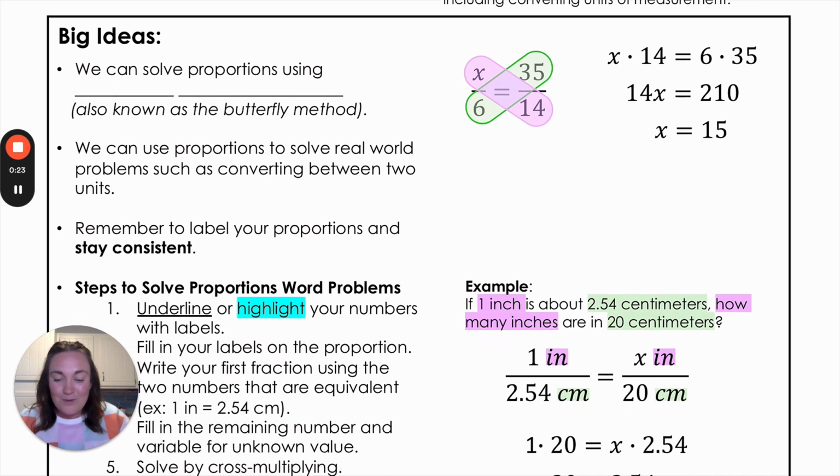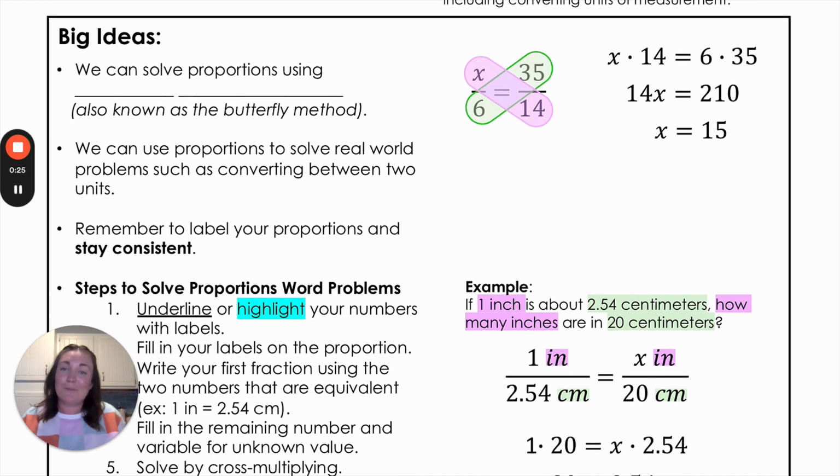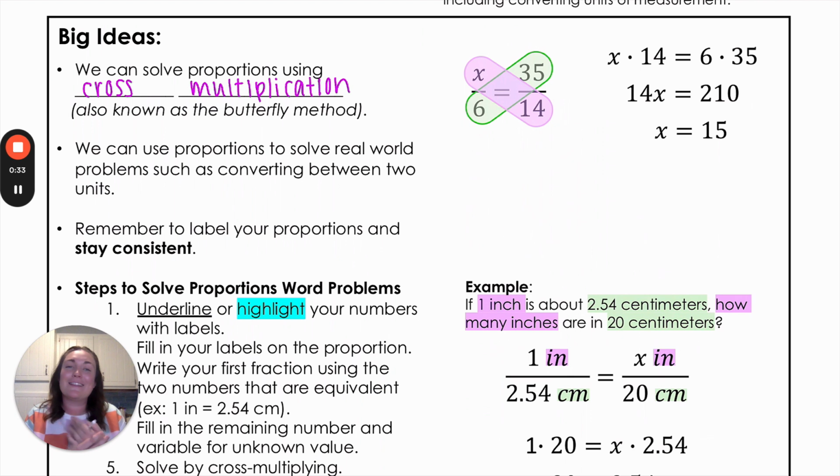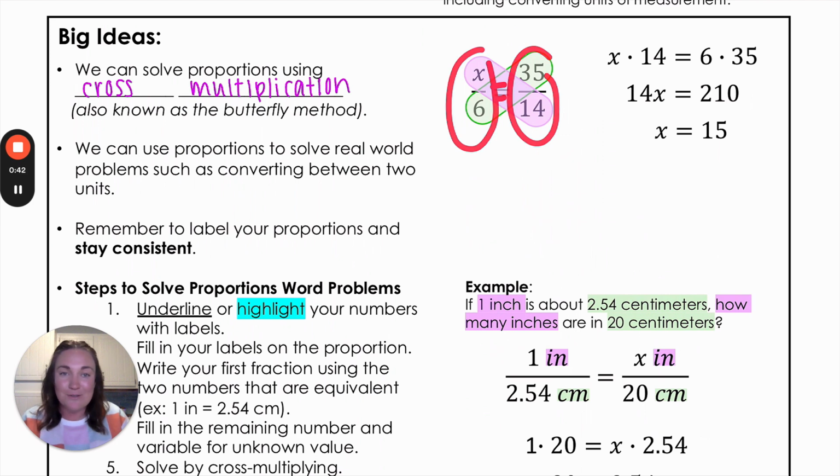So we solve proportions using something called cross multiplication, which we also sometimes call the butterfly method. We call it the butterfly method, as you can see, because it can look like a pretty little butterfly when we draw it out. So cross multiplication means that we are going to take that proportion, which remember is those two fractions that are set up equal to each other, and we are going to multiply those diagonals.